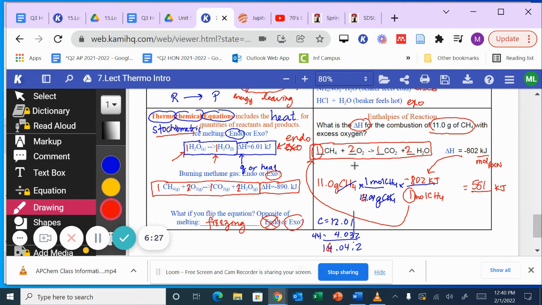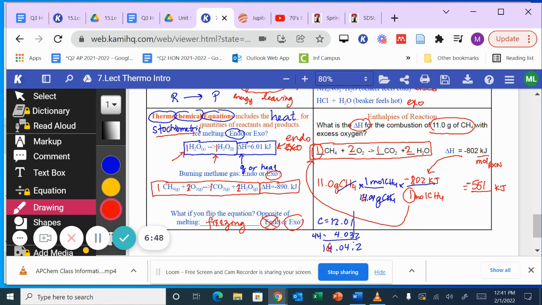So what this means is if I use 11 grams of methane, I'm going to give off, oh, it's going to be negative because of the negative sign there. I'm going to give off 551 kilojoules, which makes sense because a mole is about 16 grams. Do I have more than a mole or less than a mole? I have less than a mole, which means I'm going to make less heat.